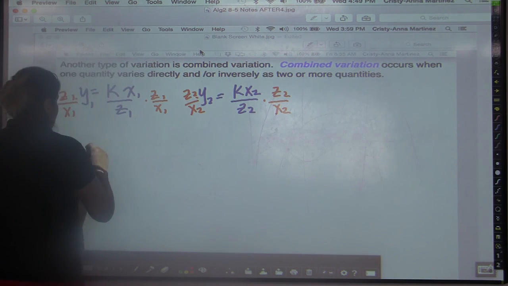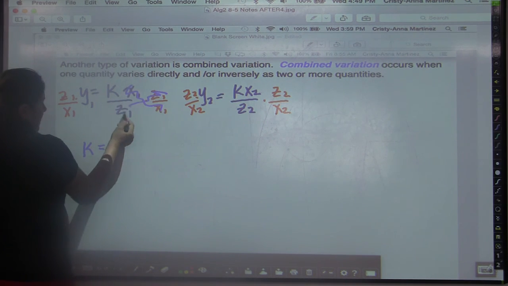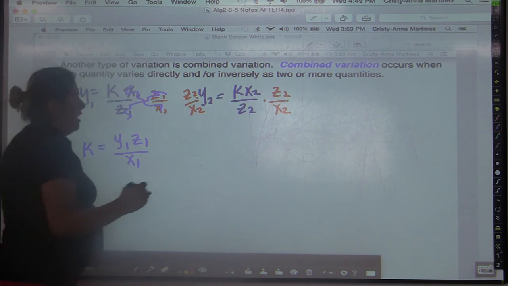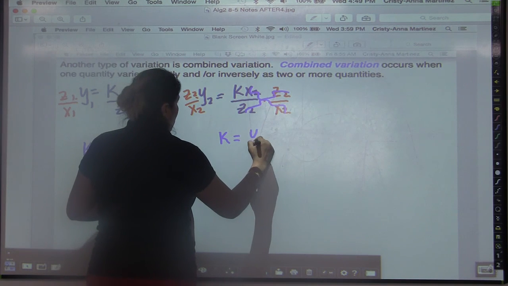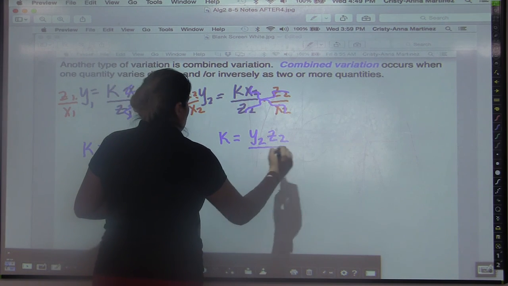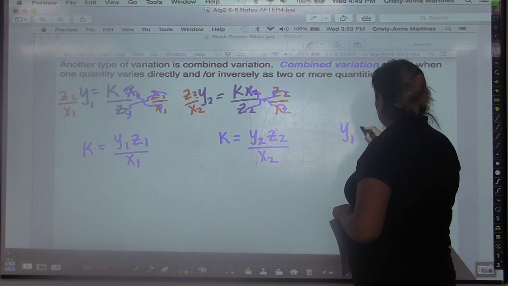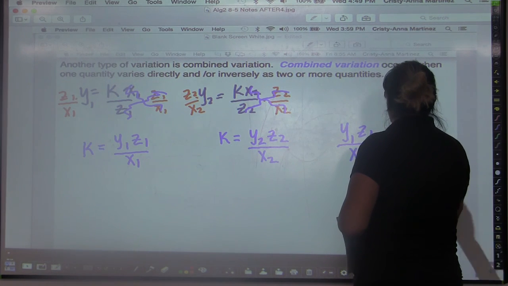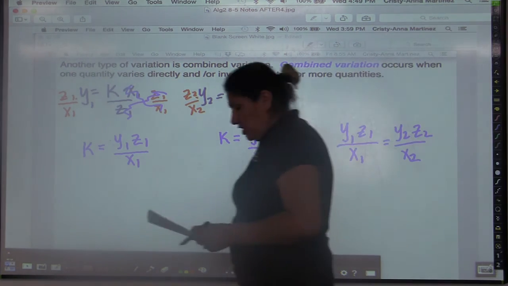So it turns out that my k value, when the x's cancel and the z's cancel, is going to be y1 z1 over x1 in this case. And over here, those are going to cancel. So your k is going to equal y2 z2 over x2. And so your proportion is going to look like y1 z1 over x1 equal to y2 z2 over x2. So that's the proportion you're going to be working with for a combined variation.